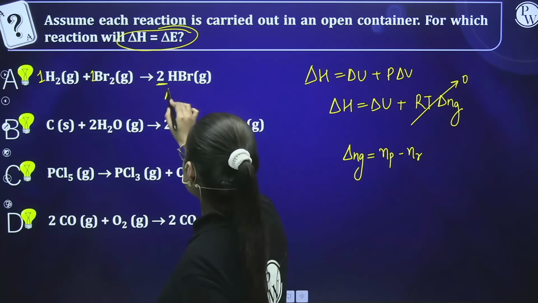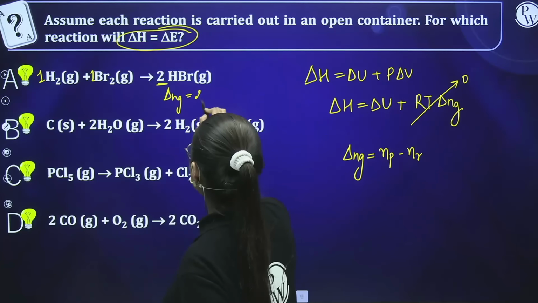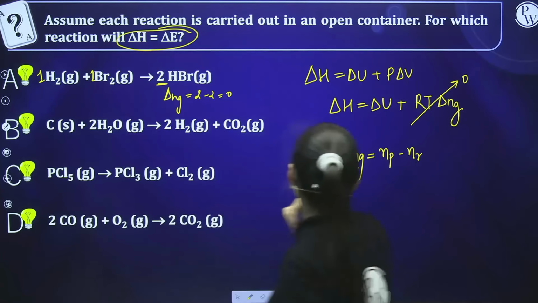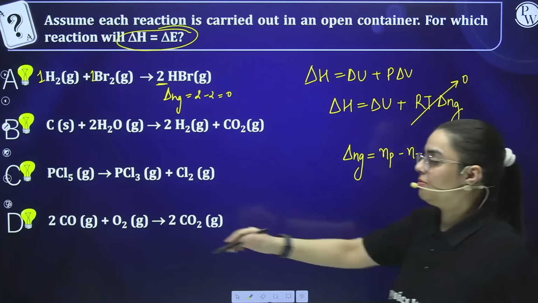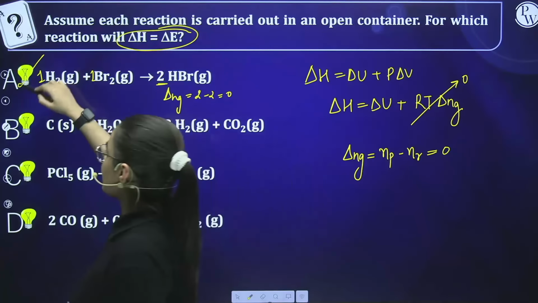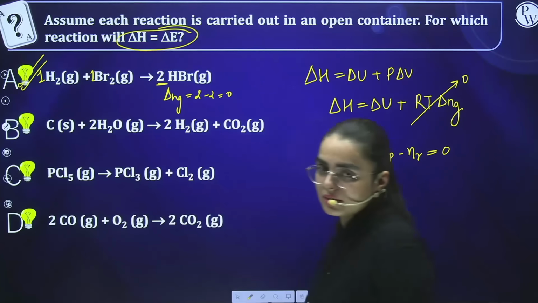So, here delta Ng is equivalent to 2 minus 2, it tends to be 0. So we need this delta Ng to be 0, so that delta H is equal to delta U. That means option A is our correct answer. Still, you can calculate for the other cases also.